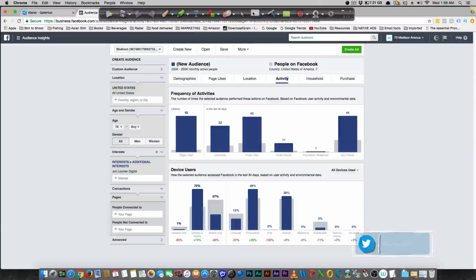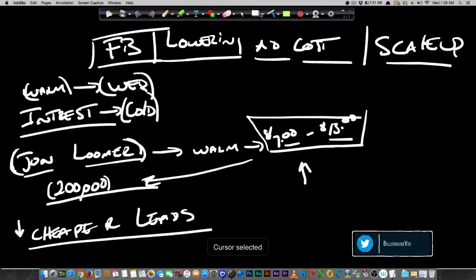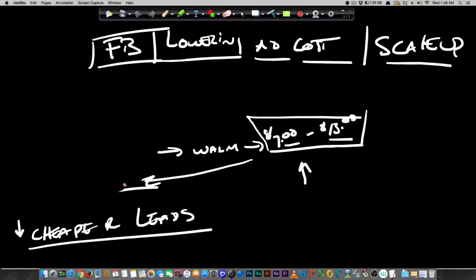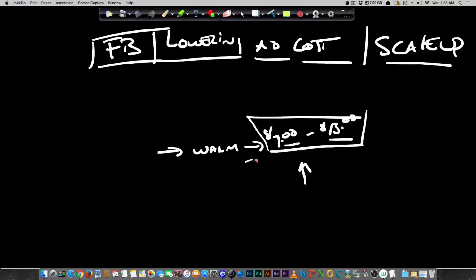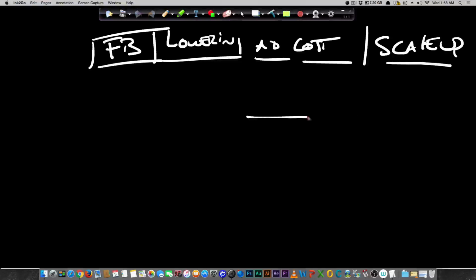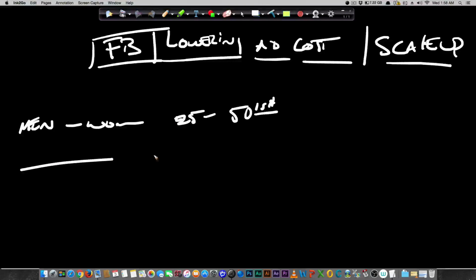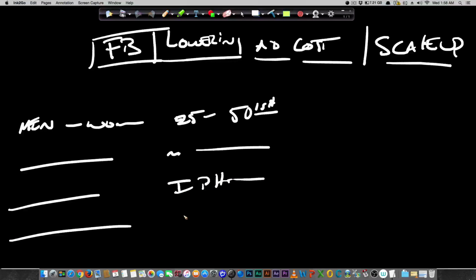So now what does that all mean for you? Well, what it means is that instead of saying Jon Loomer, you're going to point at those cities and states that they normally reside in, and you're going to use your demographics. So you're going to say that you have men and women from 25 to 50-ish, okay? And you knew that they lived in Michigan, and you knew that they used iPhones, okay? And they were college grads, and yada, yada, yada, right?